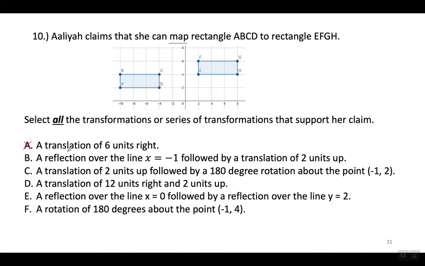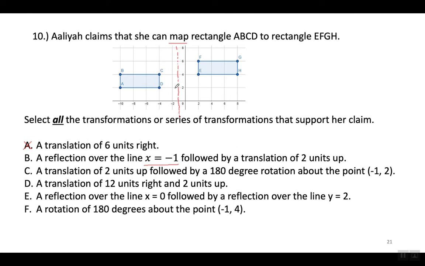Letter B, a reflection over the line x equals -1 followed by a translation of 2 units up. Let's look at this. A reflection over the line x equals -1. First thing is you got to know where is that line. So if you recall from earlier, I said that whenever they give you an equation like x equals a number or y equals a number, the line is always going to be the opposite of the axis that has that letter. What I mean is this. This is the x-axis. So a line that says x equals -1 is going to be the opposite of that, which is going to be a vertical line. So x equals -1 is going to be a line like this. X equals -1 is this.